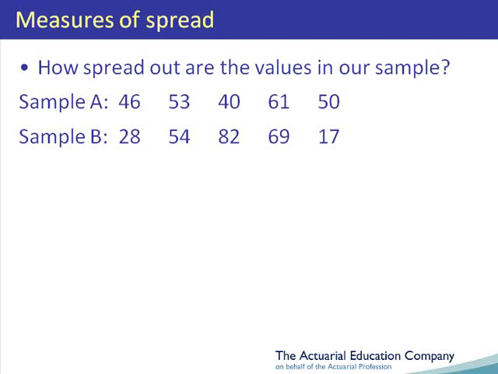As well as being interested in measures of central tendency, we are often also interested in measures of spread. For example, sample A and sample B here both have the same mean of 50, but their characteristics are rather different. If we are interested in the possibility of getting a sample value greater than 75, for example, this appears to be much more likely to happen in the population underlying sample B than in the population underlying sample A.